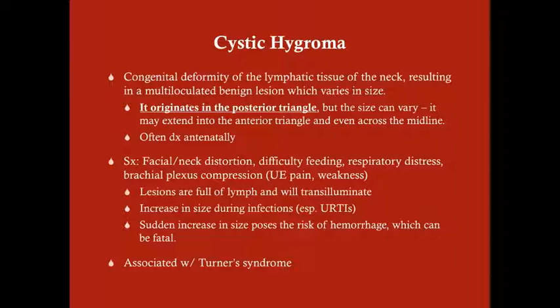A lot of times you can diagnose this antenatally via ultrasound if it's large enough. The symptoms will be, as you can imagine, facial and neck distortion, difficulty feeding, respiratory distress, and brachial plexus compression. If you transilluminate the lesion, it will transilluminate because these lesions are full of lymph fluid. And during infection, because the lymphatic circulation increases, these can increase in size. A sudden increase in size poses the risk of hemorrhage, and that can be fatal. There's an association between cystic hygroma and Turner's syndrome.